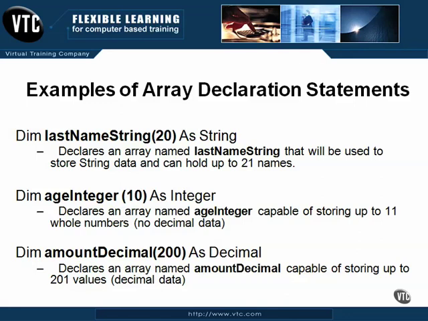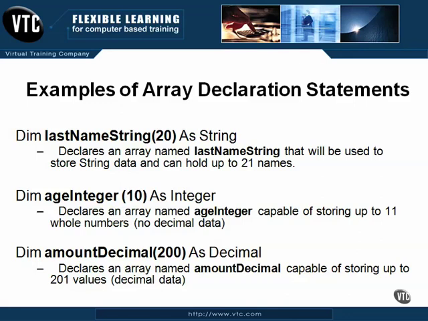In the second example, we have an array that will be capable of storing up to 11 whole numbers, that is, integers, since we're specifying the data type to be As Integer. The name of the array is ageInteger. Again, the highest subscript is 10. Again, 0 to 10 is where the 11 elements are stored.